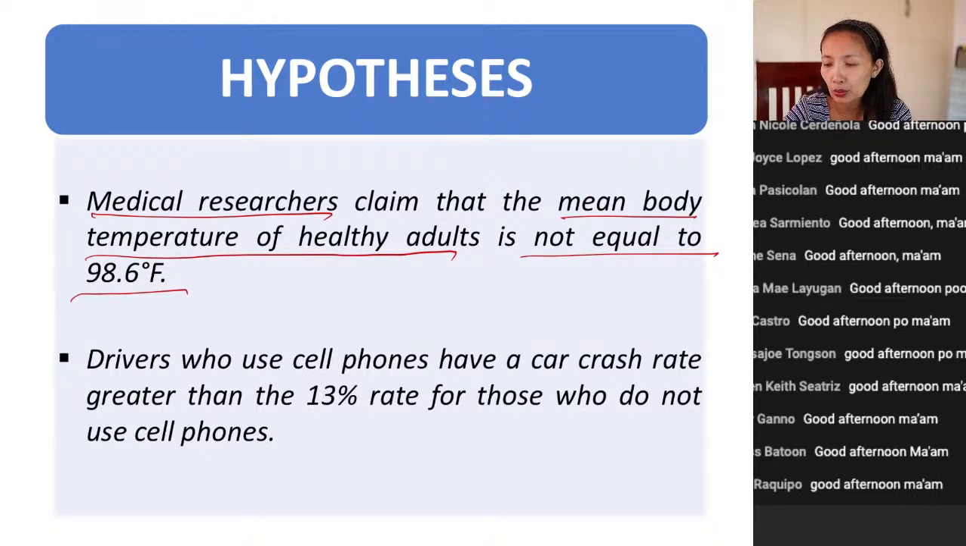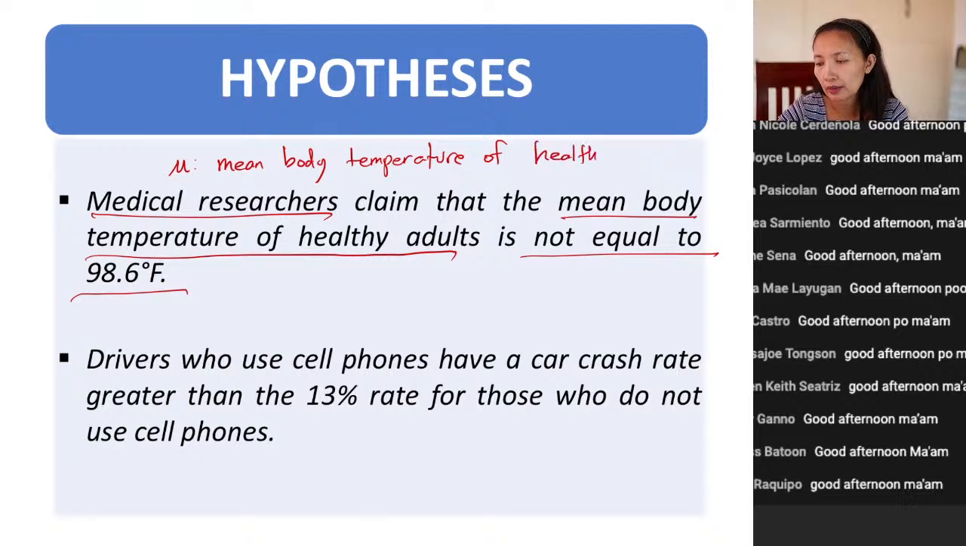Mean body temperature of healthy adults. Okay? So mu is mean body temperature of healthy adults. And our population, healthy adults. So now we are ready to state HO and HA. Okay? So HO, did it say equal to? Did it say greater than, less than? Wala naman. So we proceed to writing our HO this way.